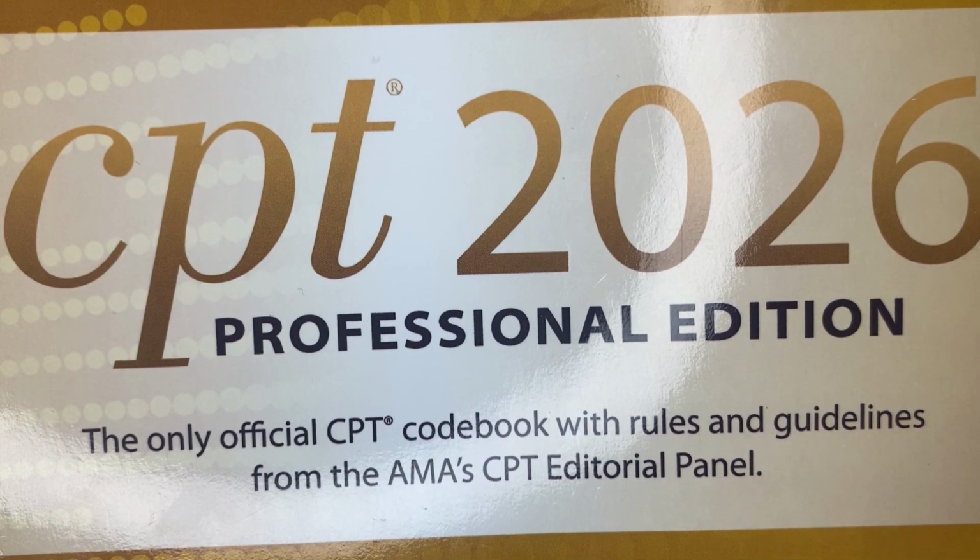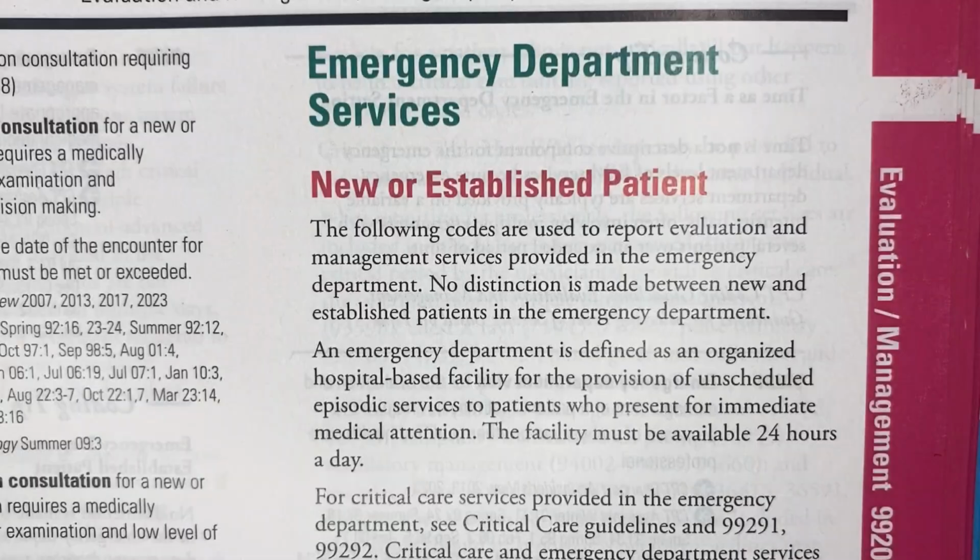But if we were to look in the index, we'd look up under evaluation and management. From evaluation and management, it will go to emergency department visit, and then it will give us a range of codes. The range of codes will start at 99281 through 99285. Let's look at those codes in the tabular.